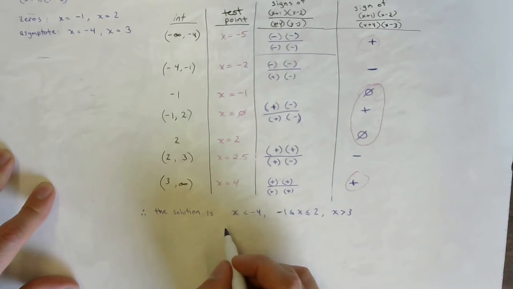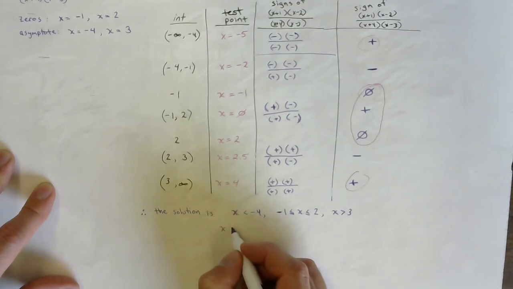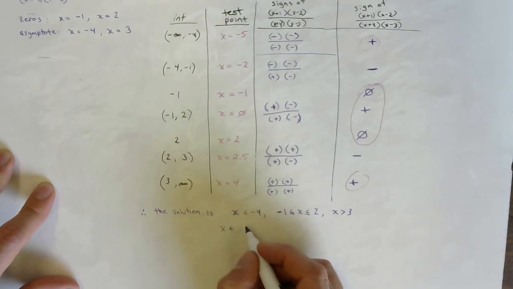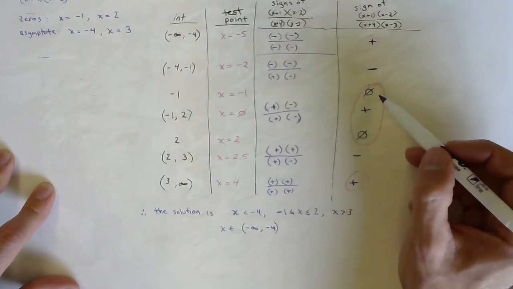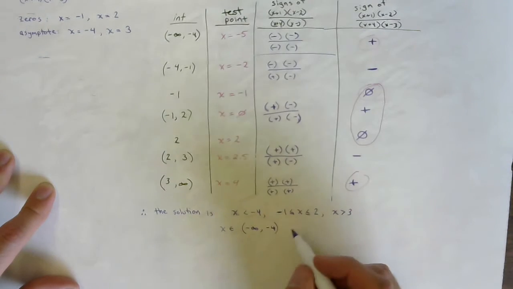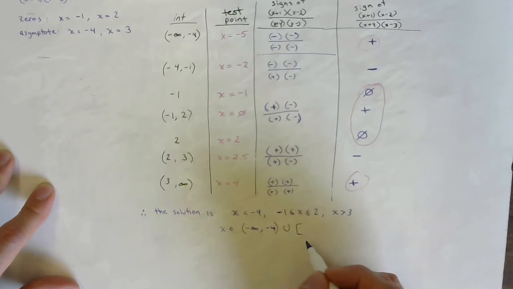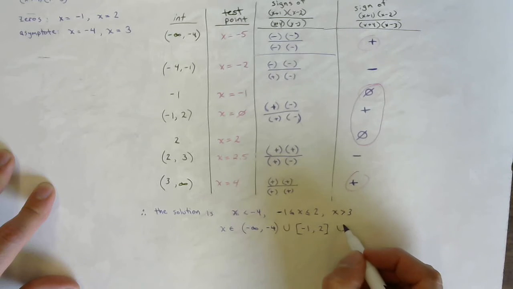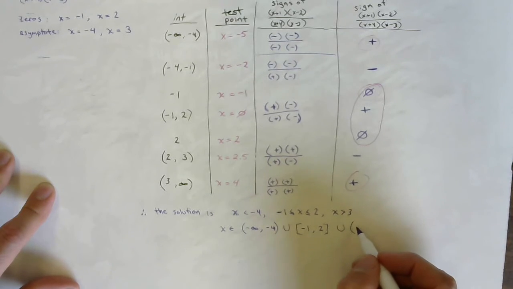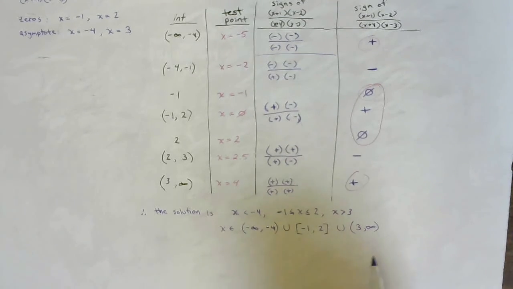As interval notation, that means round and square brackets, we would say x belongs to the set of numbers from -infinity to -4. And then we're going to go from -1 to +2, but we're going to include those. So we have the union of, and then square brackets, because it's inclusive, -1 to +2, or from 3 to +infinity, excluding 3.